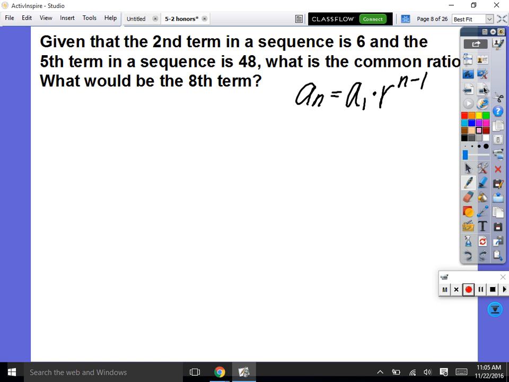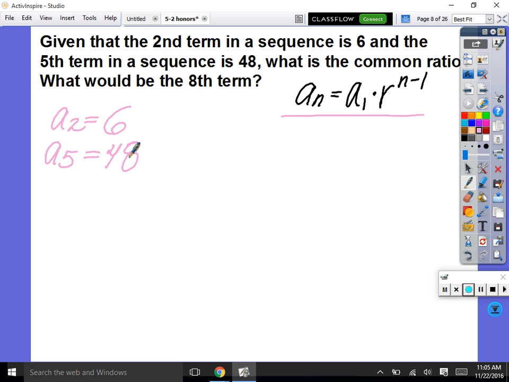First of all, if we're dealing with sequences, we definitely know this formula, right? This allows us to find any term in a sequence. So that'd be the first thing I write down. I'm probably going to be using that. So it says the second term in a sequence is 6. So wouldn't that be a sub 2 equals 6, everybody? Okay, and then the fifth term in the sequence is 48. So a sub 5 equals 48.